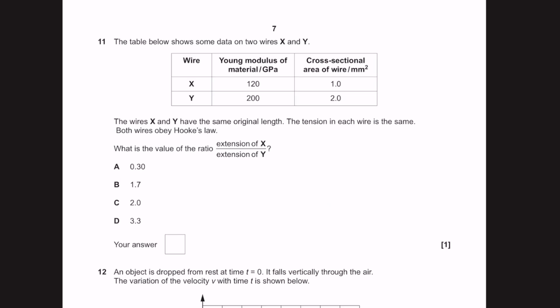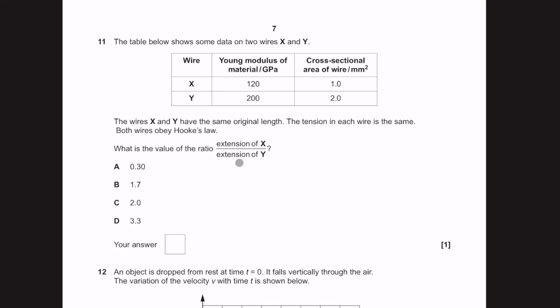A really vital technique for A-level problem solving is also the use of ratios. Remember, whenever we have a ratio, this is just a division sign and things will tend to cancel. In this case, we've got a couple of wires, we're given the Young's modulus, and then we need to find a ratio of the two extensions.